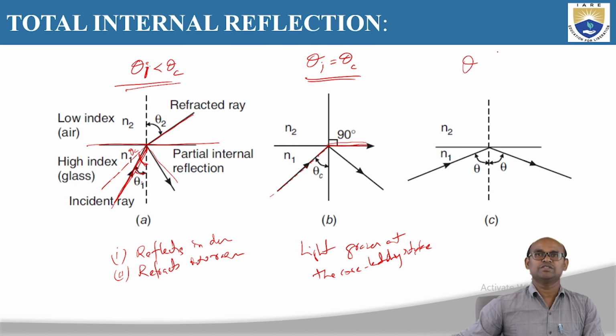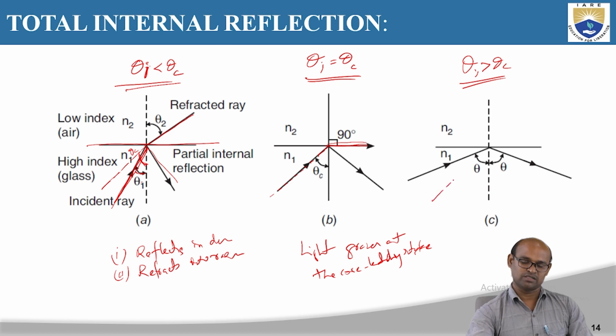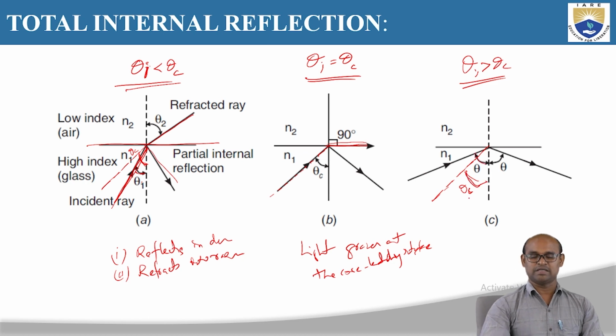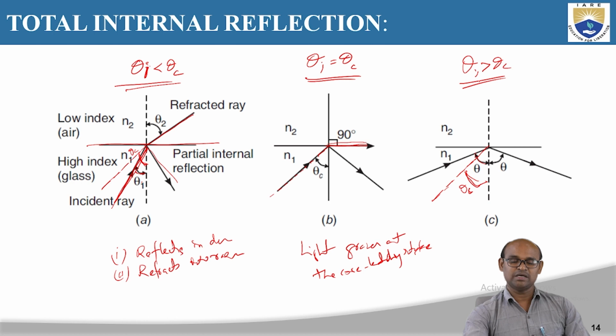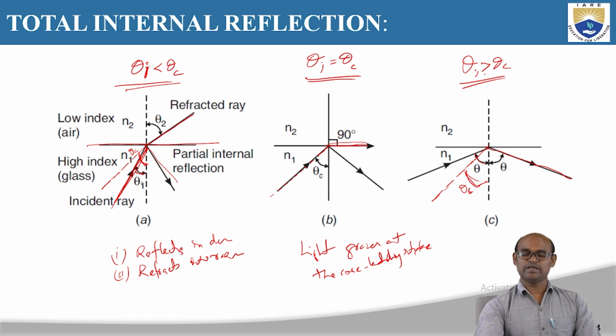Now the third condition is theta I greater than theta C. Let us see what happens. This is theta C, and the angle of incidence is this. So theta I is greater than theta C in this condition. In this picture, when theta I is greater than theta C, there is total internal reflection. There is no refraction and no grazing of light at the interface, right? So when theta I is greater than theta C, there is total internal reflection.